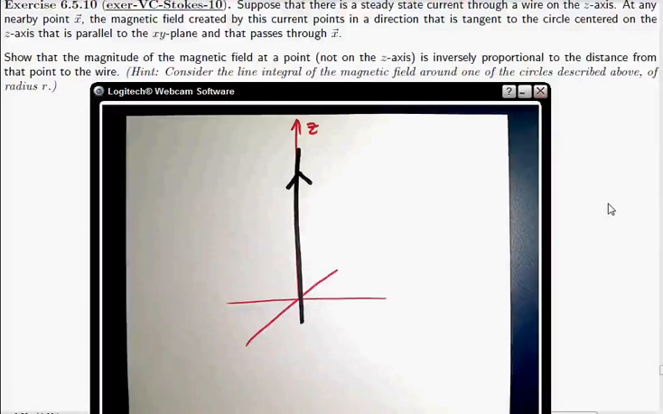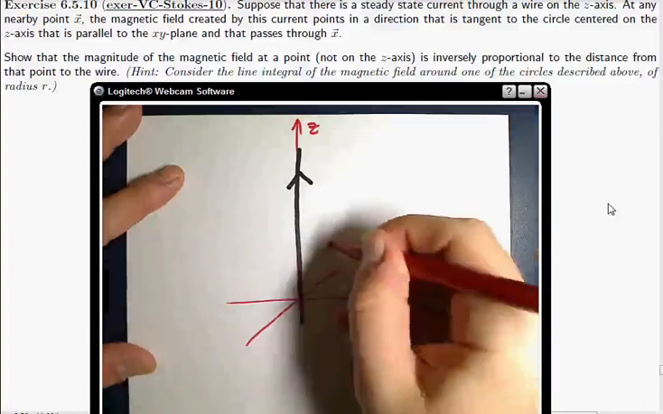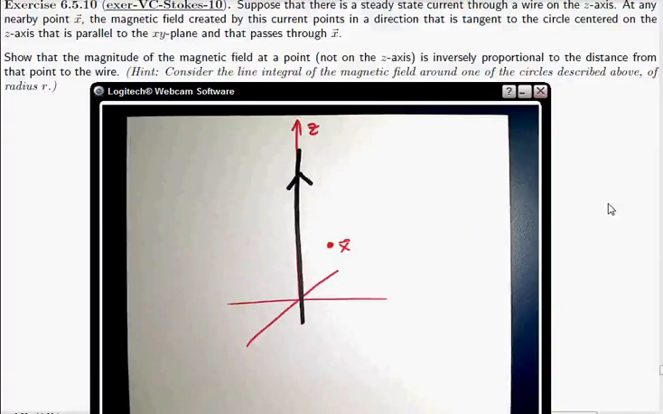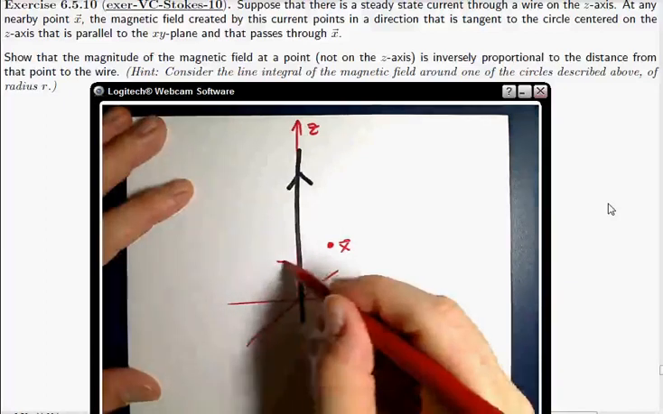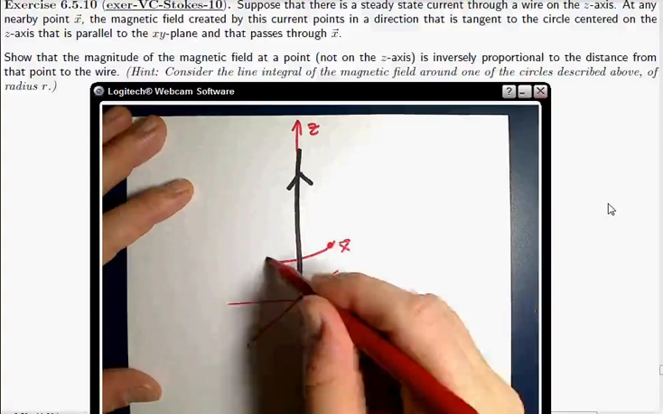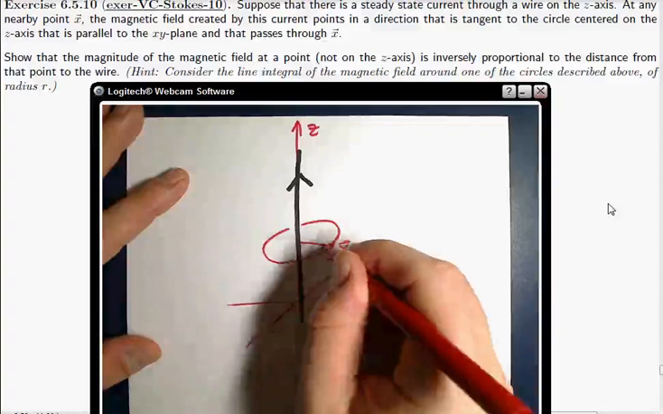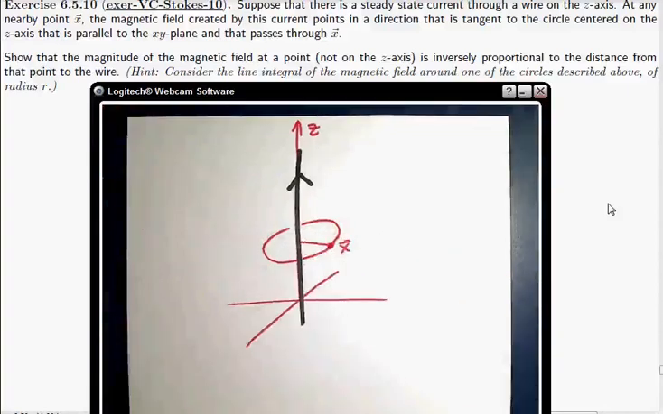Forget about the whole magnetic field business. Let's talk about this circle. It's a circle centered on the z-axis that's parallel to the xy plane and passes through the point x. So, for example, let's take that point x there. I claim that there is a unique circle that's centered on the z-axis, parallel to the xy plane, that passes through that point. And it's going to look something kind of like this. So, does that make sense? And you see how there's only one circle that does this?